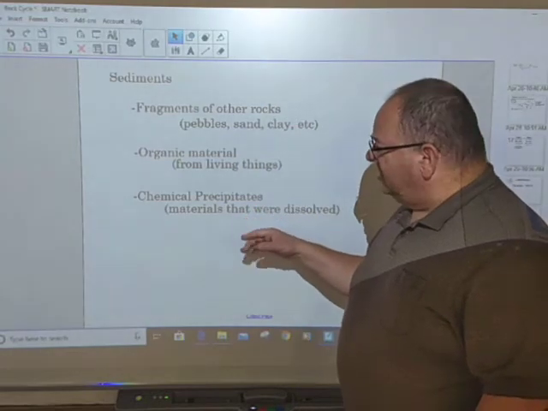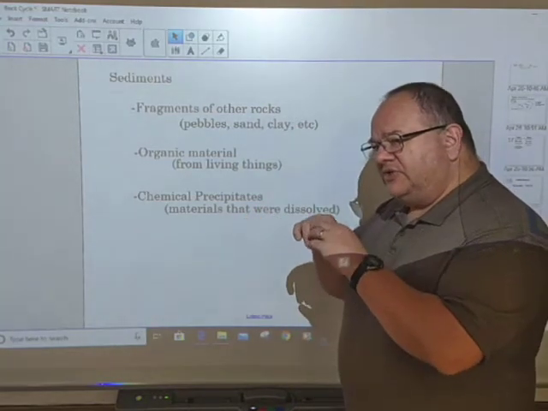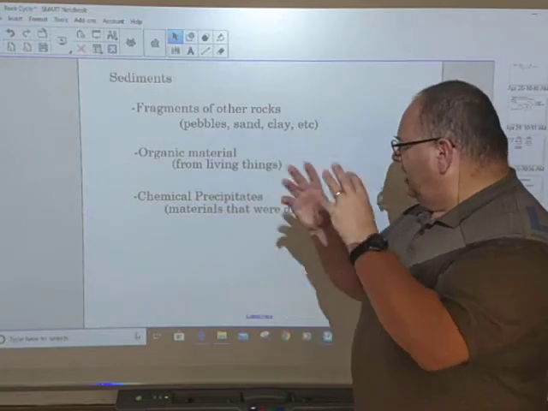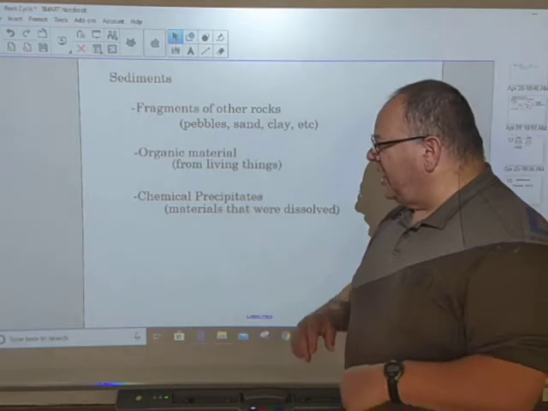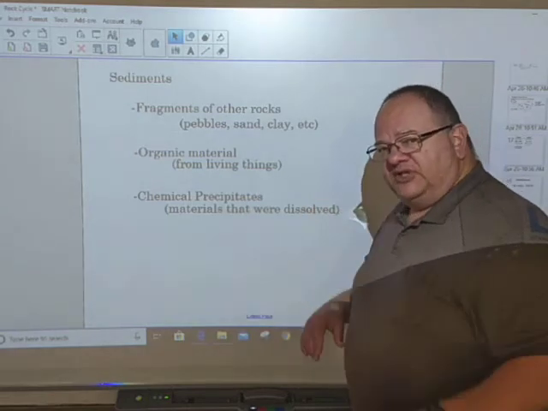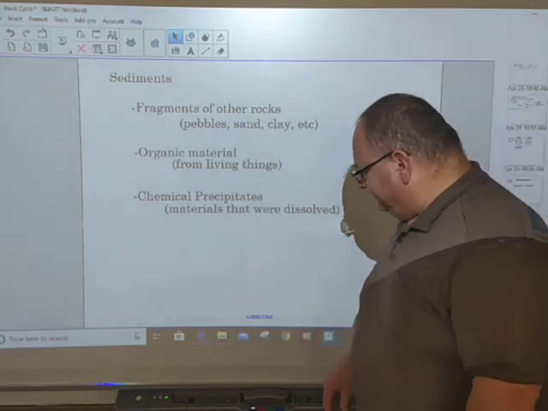Chemical precipitates. What this means is that you had stuff that was dissolved in water and then it somehow came out of the water. The water evaporates away and you have these solids that are left behind.